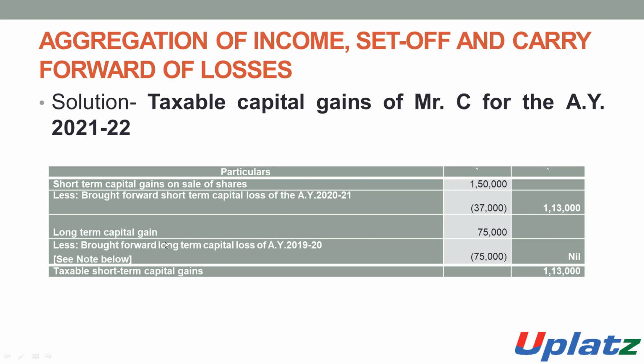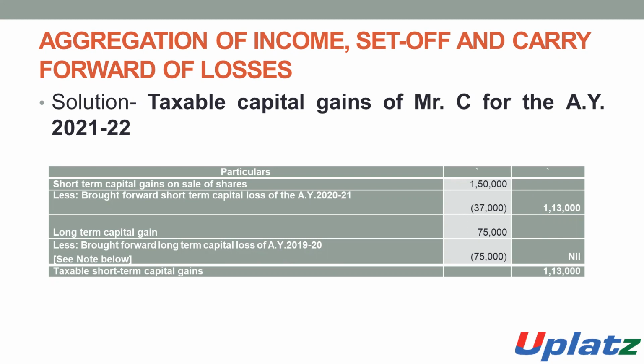Short-term capital gain is 1,13,000. Long-term capital gain is 75,000. We will deduct the brought forward long-term capital loss of assessment year 19-20, 75,000. So the net taxable short-term capital gain is 1,13,000. This is the amount which will be taxable in the hands of Mr. C under the head of capital gain.